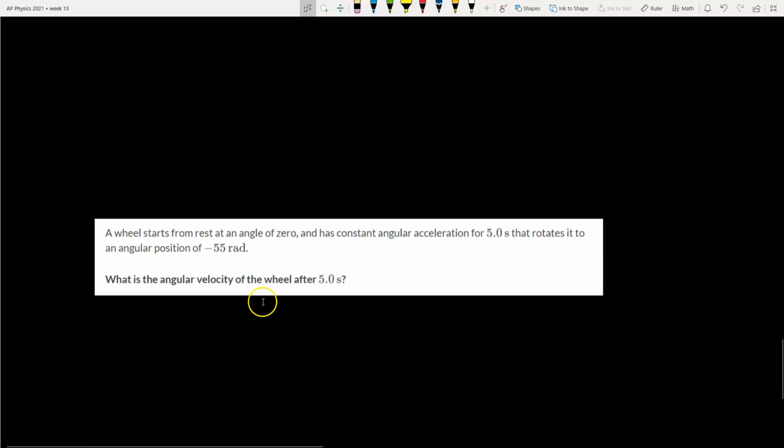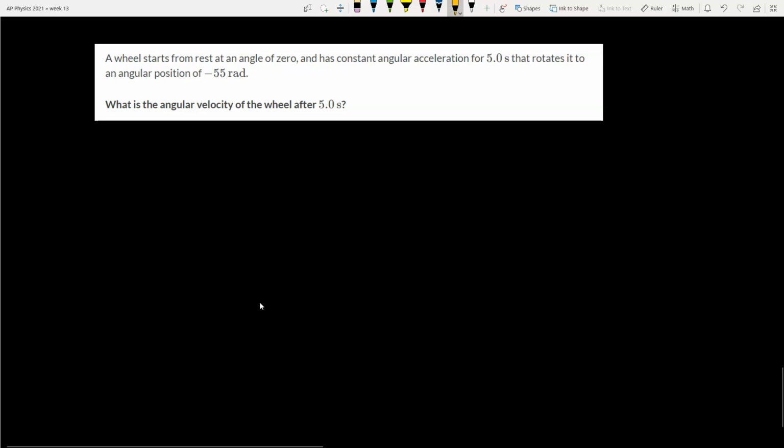All right, last example. A wheel starts from rest. So it starts from rest. That would be its initial velocity at an angle of 0. Has a constant angular acceleration for 5 seconds. That's a time, so it doesn't actually tell us what the acceleration is. And it rotates to an angular position of -55. So that's the final position right there. What is the angular velocity after 5 seconds? So we are solving for the final angular velocity.